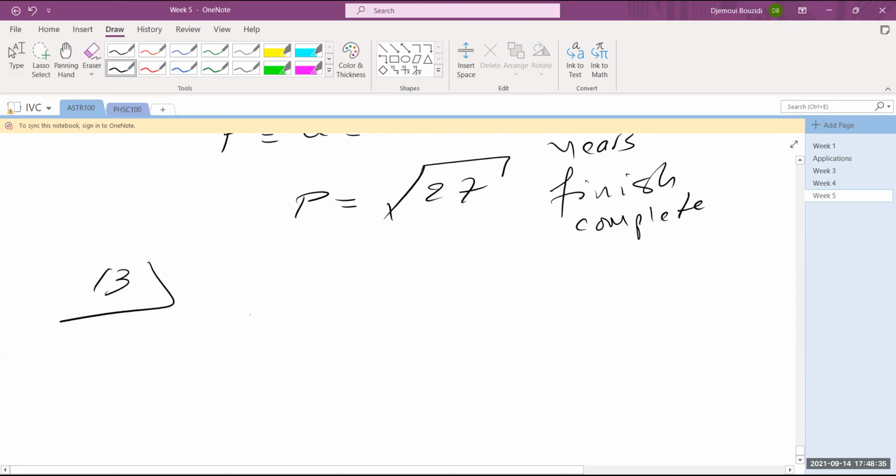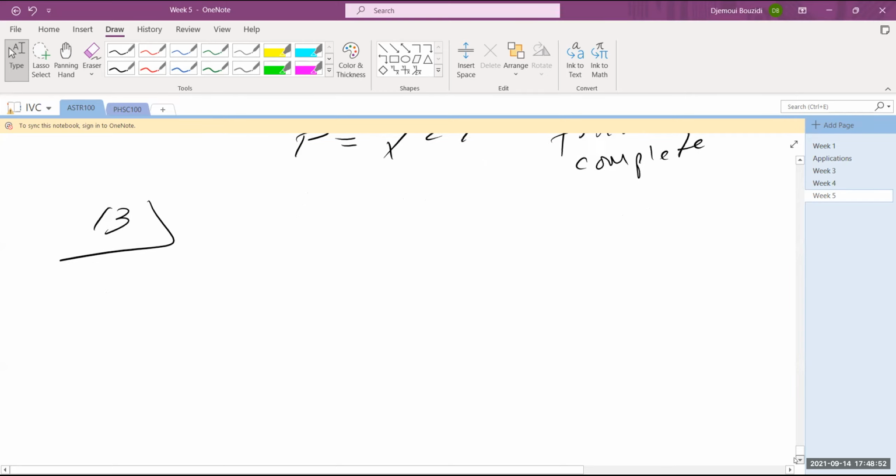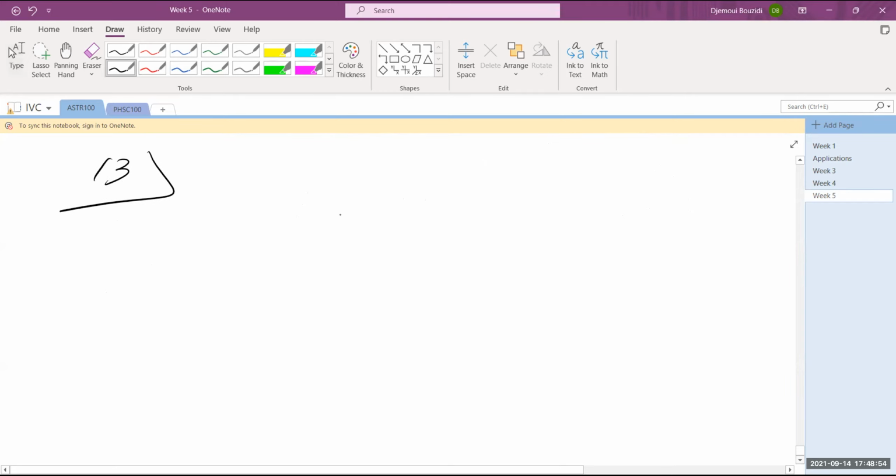13. 13 requires a little bit of work, and you really need to think about it. It says, if a comet orbits the sun and reaches 1 astronomical unit as its closest approach, and its orbital period is 27 years, what is the maximum distance from the sun? Let me explain. They gave us P, which is 27 years.